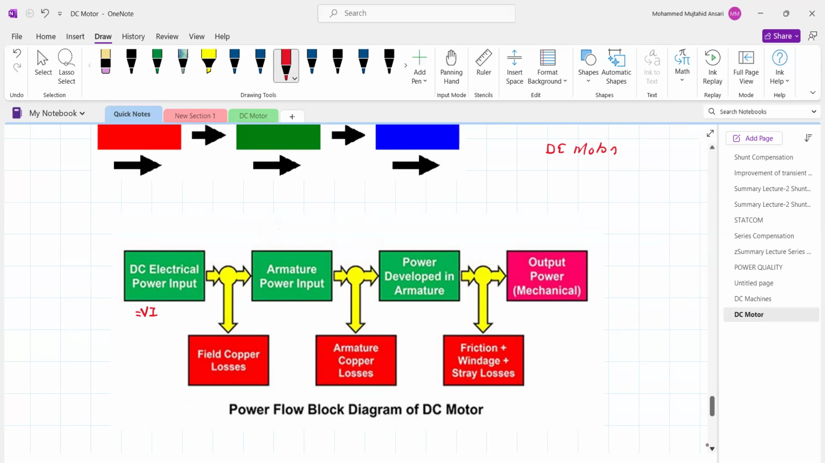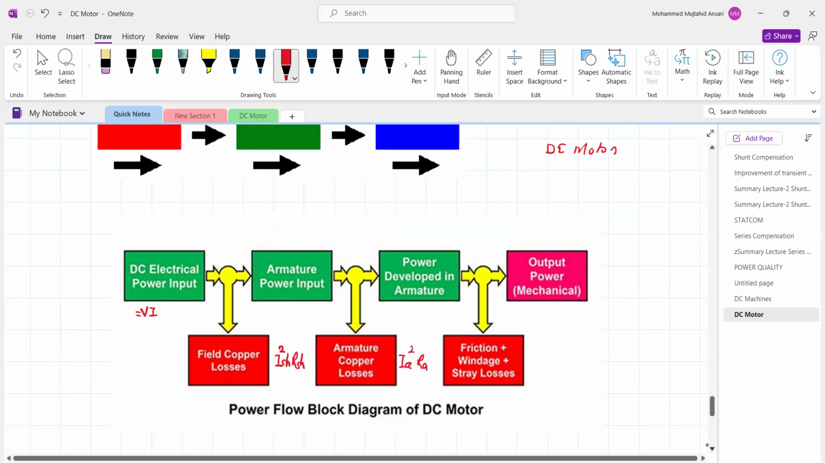Field copper loss, we write the equation: I_SH squared R_SH. Then the armature power input means the power is transferred from the field winding to the armature, that is the rotor, and in the rotor there is an armature winding. So the armature copper loss is I_A squared R_A. After subtracting the armature copper loss, we get the gross mechanical power developed, which is E_B into I_A.